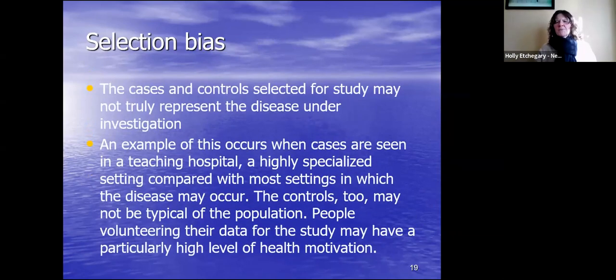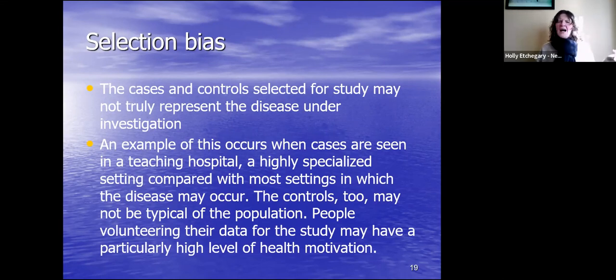And this is something we have to think about really in all research, to be honest with you. But you really got to think about the cases, the patients you're choosing, and the control group you're choosing. Do they really represent the condition under investigation? And we see this a lot when we have studies that are done out of teaching hospitals that are affiliated with a med school, for example. That could happen here as well, because that really is a highly specialized setting when you compare to the way the disease occurs out in the real world.